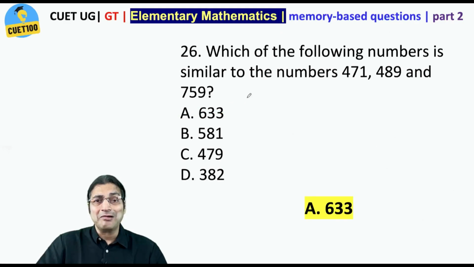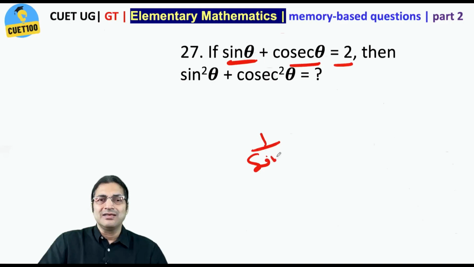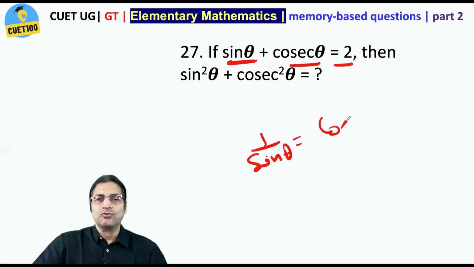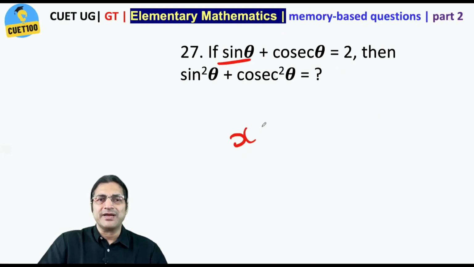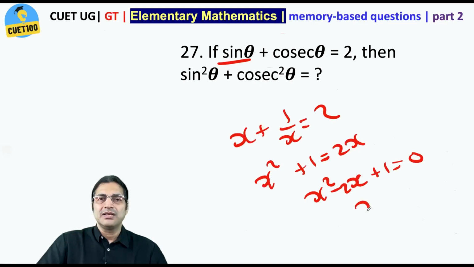Okay. Sin theta plus cosec theta is equal to 2. Of course, I expect you to know that 1 by sin theta is cosec theta. So, if sin theta is x, we have x plus 1 by x is 2. It is possible only in one case, when x equals 1. We can even prove it easily. x square plus 1 is equal to 2x. So, x square minus 2x plus 1 is 0. That is x minus 1 whole square is 0. So, x is equal to 1.